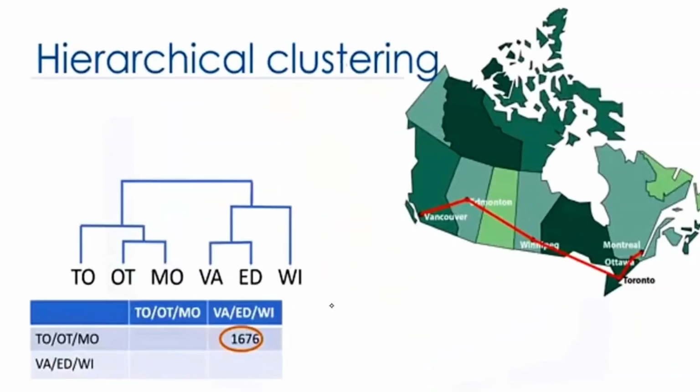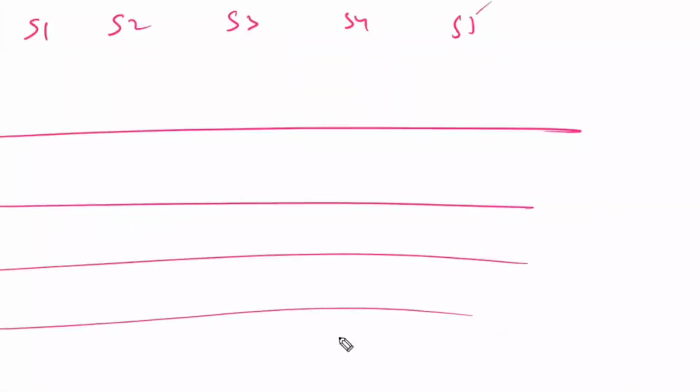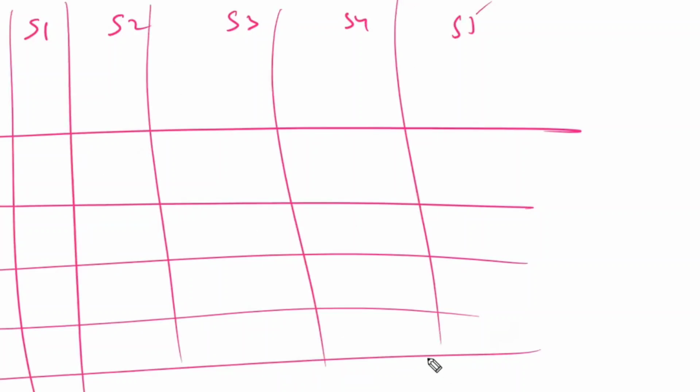Is the example clear now? So first, you are going to group. For example, let us assume there are 5 students: student 1, student 2, student 3, student 4, student 5. First, you are going to identify which 2 students are very close to each other. And you have identified S3 and S1 are very close to each other. S1 and S3. Combine them.